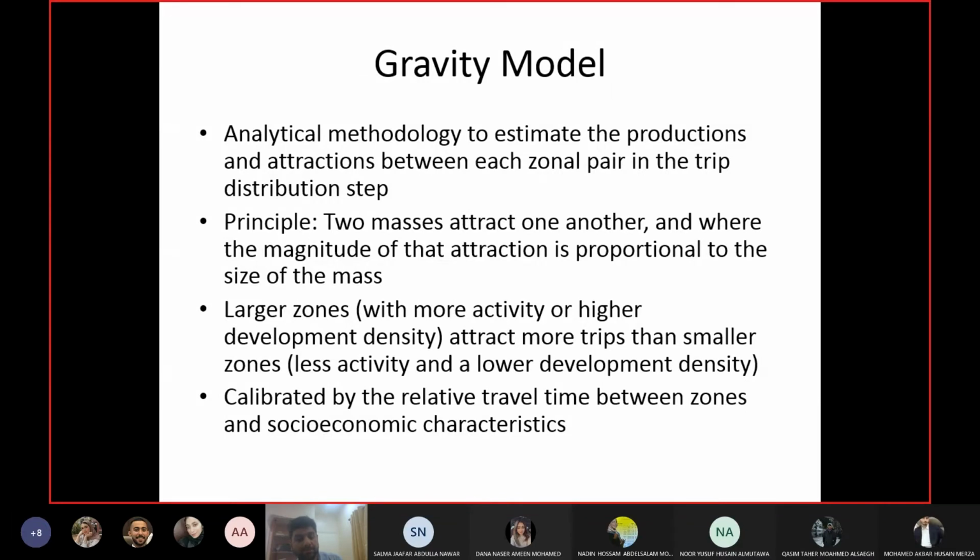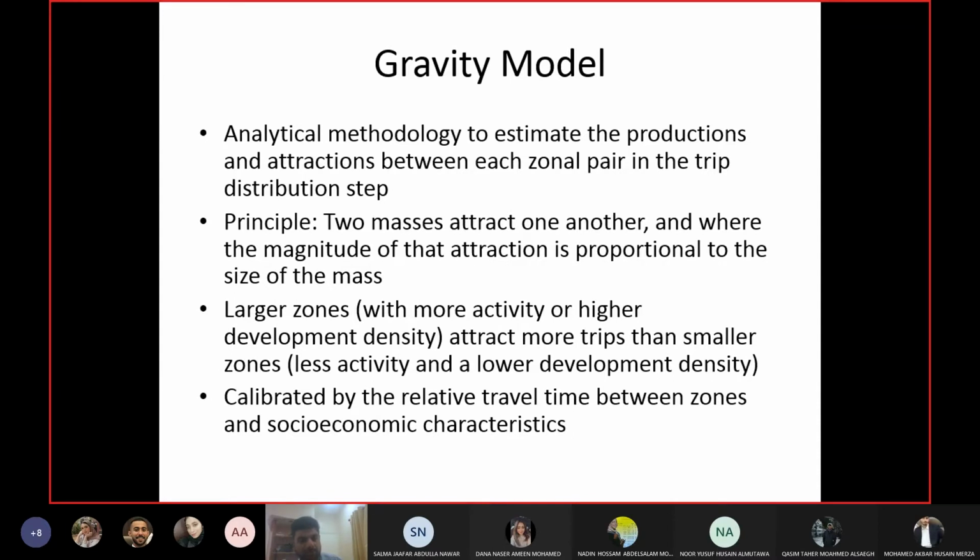Then we need to apply some calibration. Obviously, you cannot say that all trips from one zone will be attracted by the biggest zone. For example, you have zone 1, and from the other 13 zones, the biggest one is, let's say, zone 12. So you cannot say all trips from zone 1 will go to zone 12. We need to apply some calibration there, because you cannot assign all trips from one zone to the other zone.